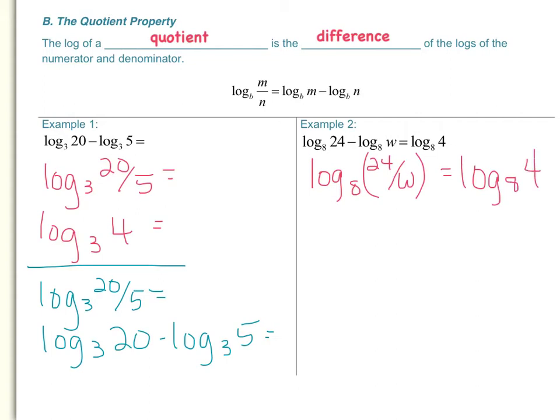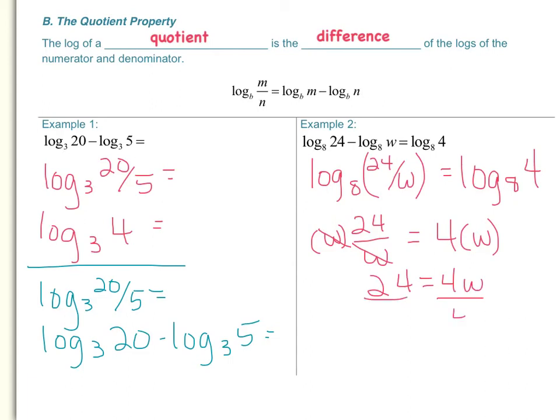And that is equal to log base 8 of 4. Now, like I told you in the example 2 of the product property, because I have like bases on each side of the equation, I can set the arguments equal to each other. So I have 24 divided by w equals 4. And so basically this is going to be just a 1 or 2 step equation here. I can multiply both sides by w so that it cancels out of my denominator. And so now I have 24 equals 4w. Divide each side by 4 and w equals 6.